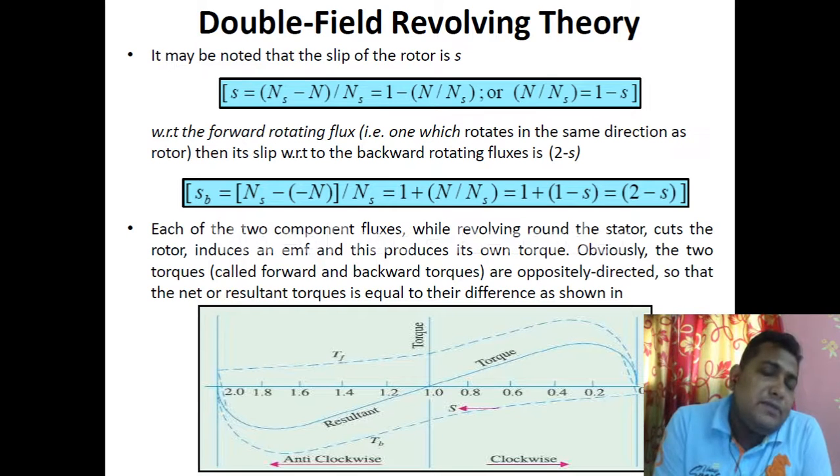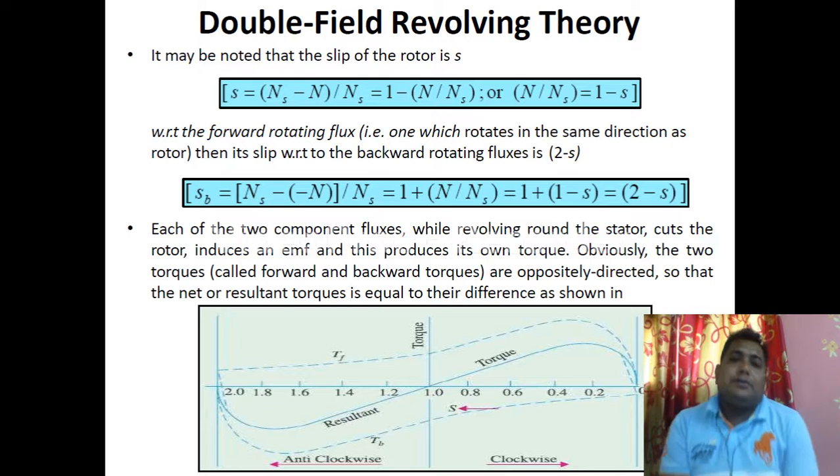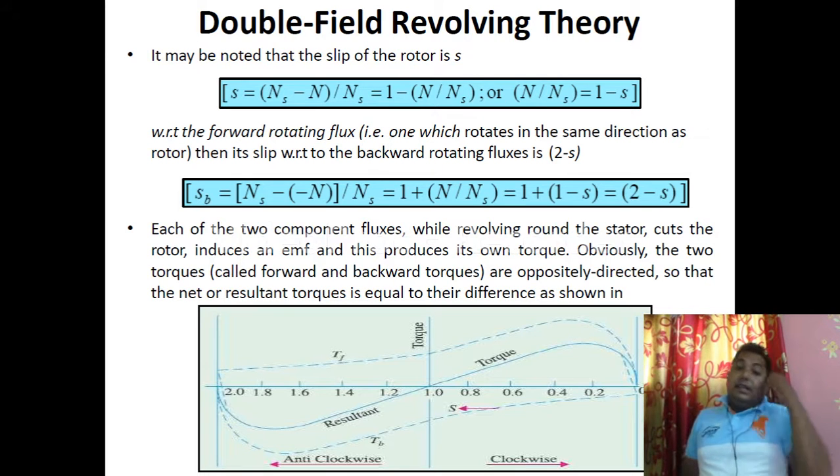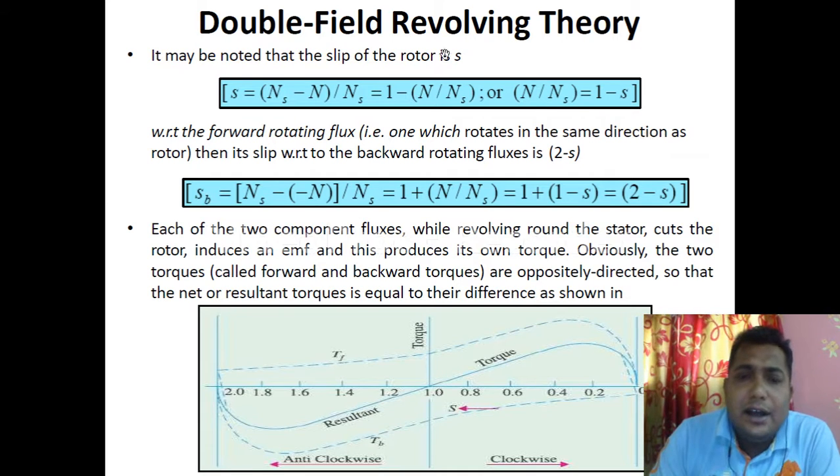With respect to the forward rotating flux, the slip with respect to the backward rotating flux is 2 minus s. Follow my pointer. This slip value is for the forward slip, and this is for the backward or reverse flux. For that we can consider what should be the value of this slip. There we can find that it is equal to 2 minus s.